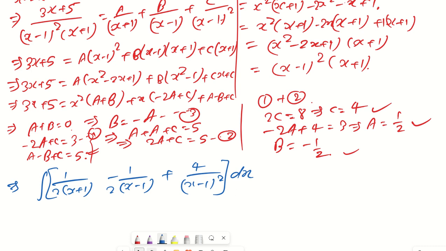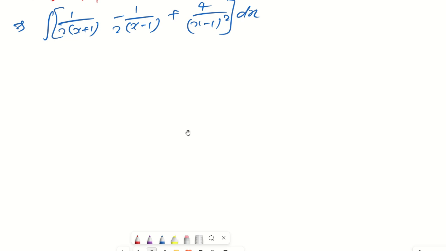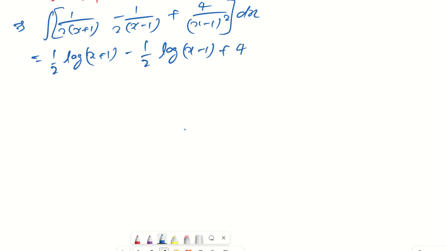So now this is becoming a very easy question. Now quickly if you solve, we have solved our question. So by doing this we are going to get 1 by 2 times log of x plus 1 minus 1 by 2 times log of x minus 1 plus 4 times the integral of 1 by x minus 1 whole square. Again you use that formula, put x minus 1 equal to t, so that dx becomes dt. So this is how you are going to get the integration of 1 by t square dt, and that is going to be minus 1 by t.